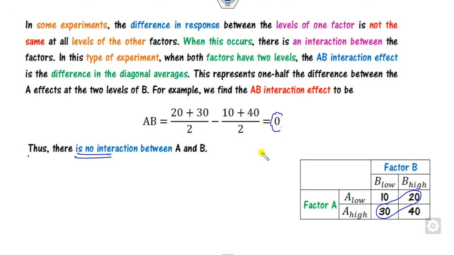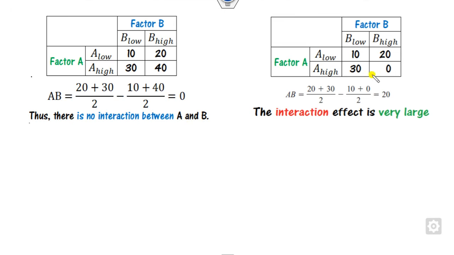We already see that A increases and B also increases, that's why there is no interaction. However, if you change the example, like here, if I change this to 0, then you can see AB is non-zero, it is 20. So what is the meaning of that? Their interaction level is very high.